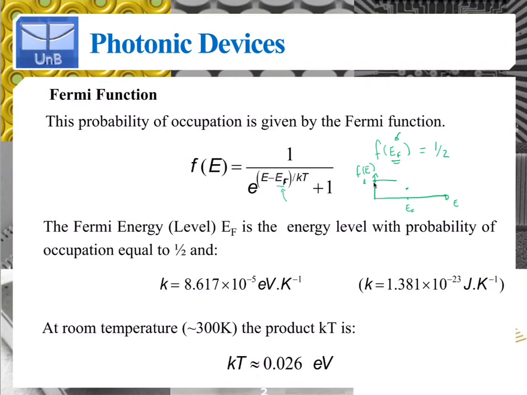So e to the power of a large exponent will be a large number, larger and larger. So you'll have practically 1 divided by a large number, which, as the energy goes up, will be closer and closer to 0. So let's say that up here, for very large energy values, you'll have 0. So the Fermi function will be 0. The probability of occupation will be 0.